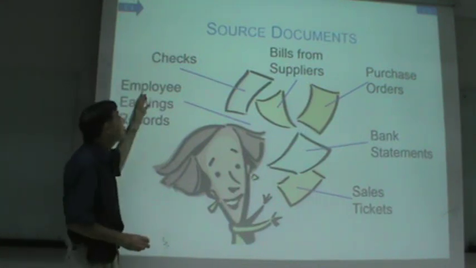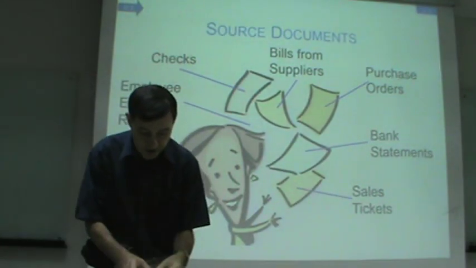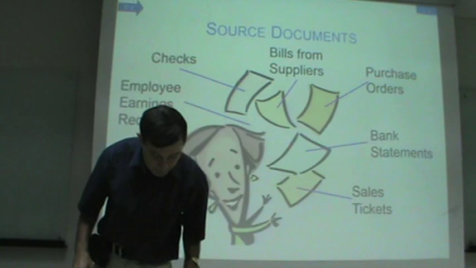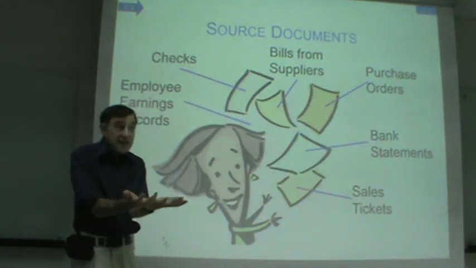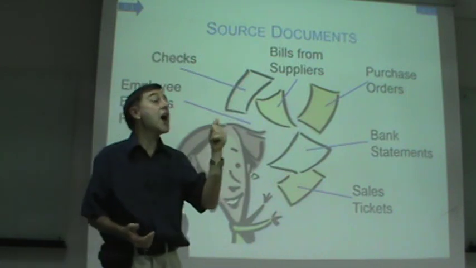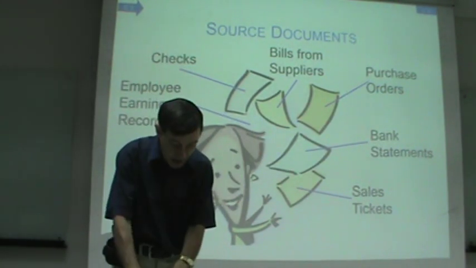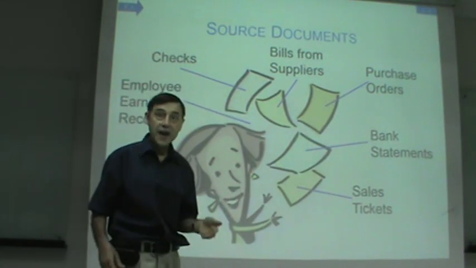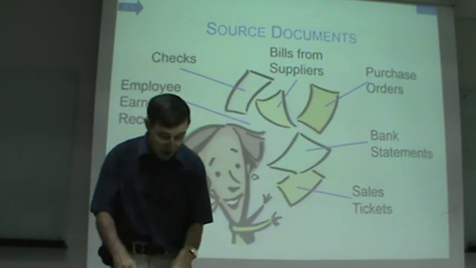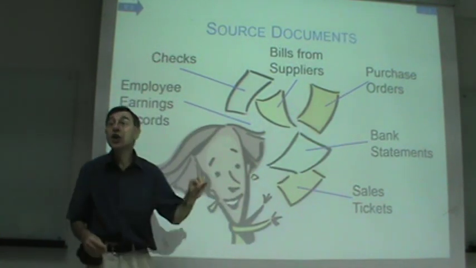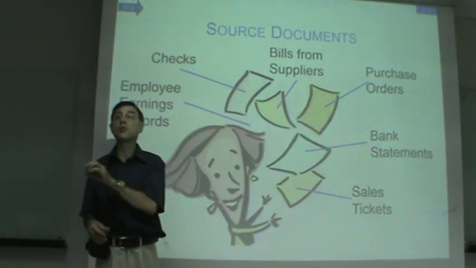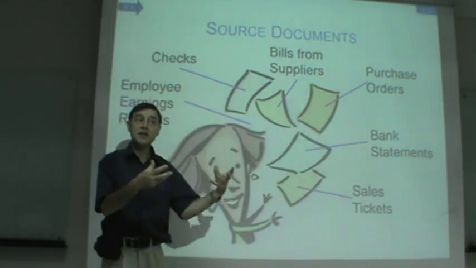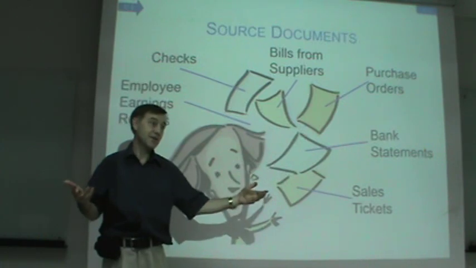Alright, so source documents. Let me try to get the exact definition of a source document. It's a document, just a piece of paper, okay, which identifies and describes transactions. It tells you and describes a particular transaction and events which must be recorded in the accounting system. So it describes what happened.